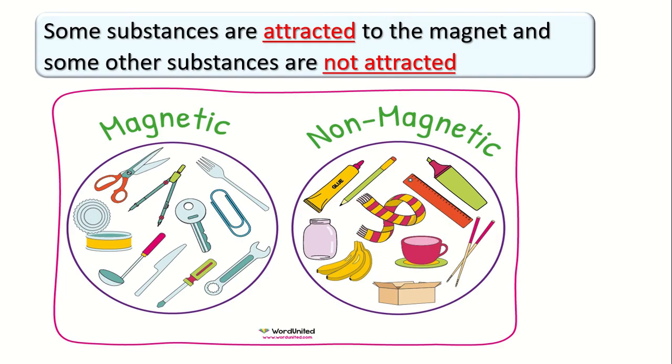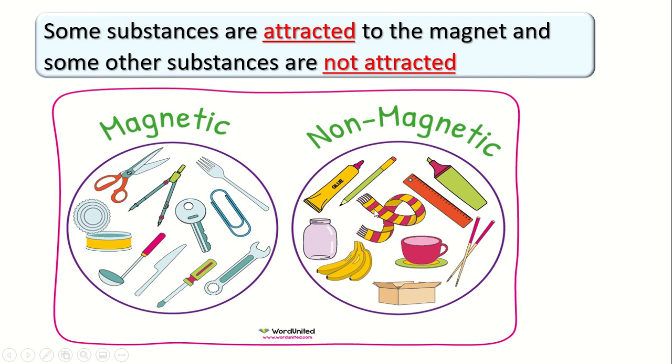We have different materials around us. Some materials can be attracted to the magnet and some materials are not attracted to the magnet. What's the meaning of materials attracted? Attracted means they become closer to the magnet. Okay, what are the materials which are attracted to the magnet? Anything made of iron is attracted to the magnet.